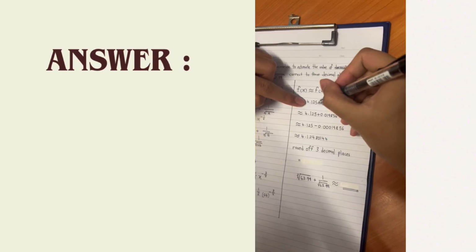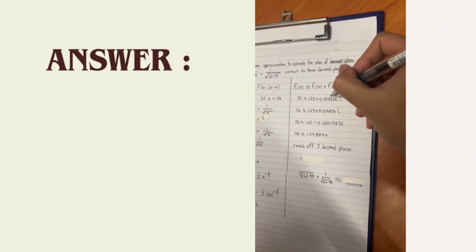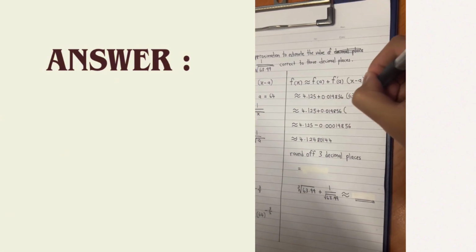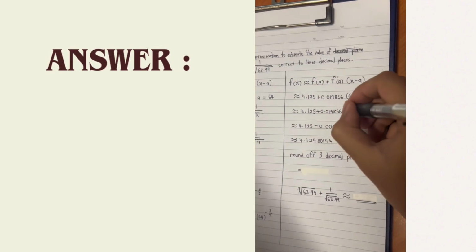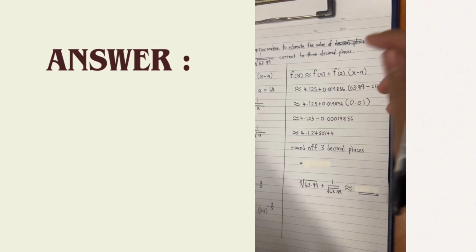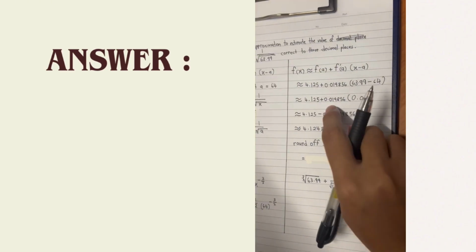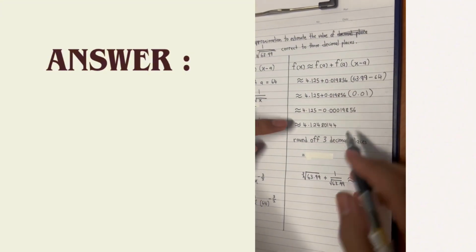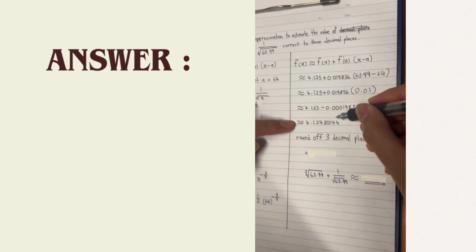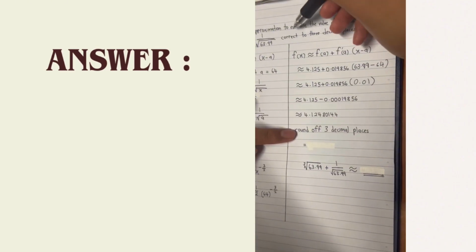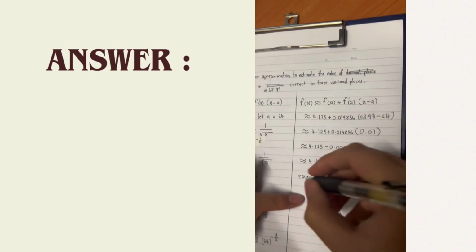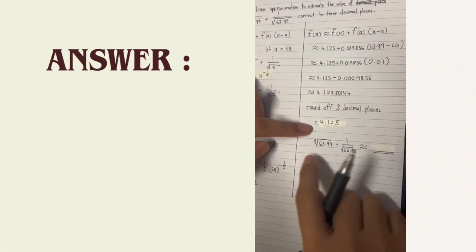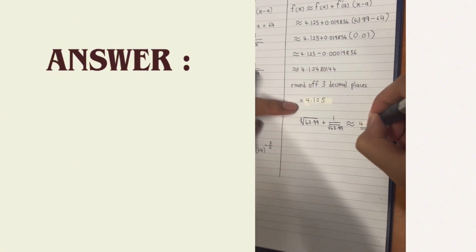We get all this information, and we just have to substitute it into this formula. f(a) will be 4.125, and f prime(a) will be 0.019856, and x minus a will be 63.99 minus 64, and we will get negative 0.01. Continue with this formula. Multiply 0.019856 with 0.01, we will get this, and then combine with 4.125, but we have to round off to 3 decimal places, as in the question. So the final answer will be 4.125.